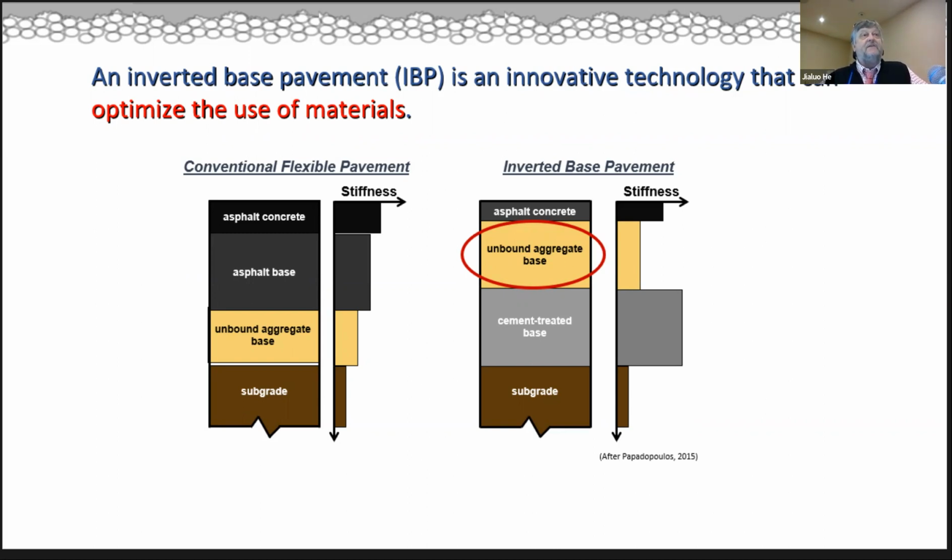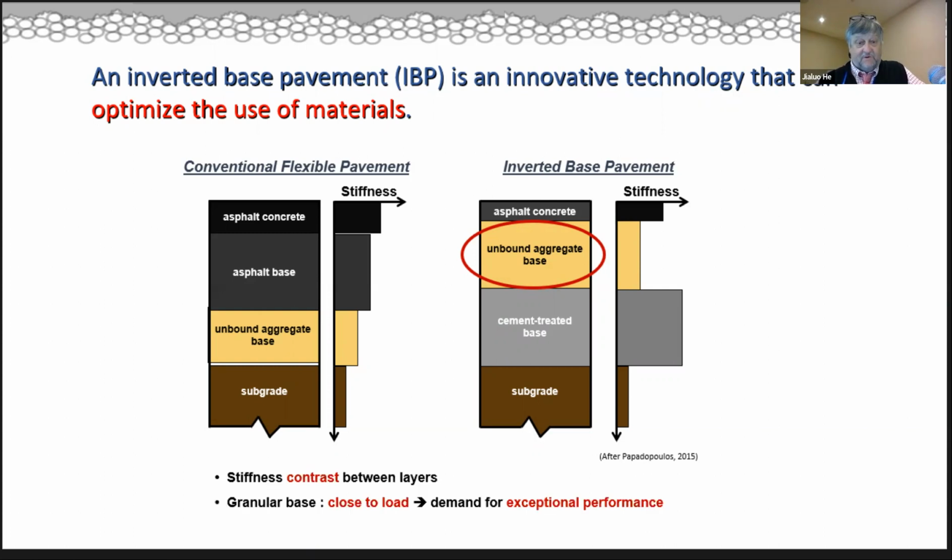And that plays a very important role in then the compaction of the unbound aggregate base. It gives a solid base against which to compact. But there is another part to it as well, which becomes important. And so finally, though, there's clearly, with those two approaches, conventional versus inverted, a stiffness contrast between layers, and the granular base is close to the load. And so there's a demand for exceptional performance from that granular base, which perhaps you don't have to be quite as diligent if it's further away.